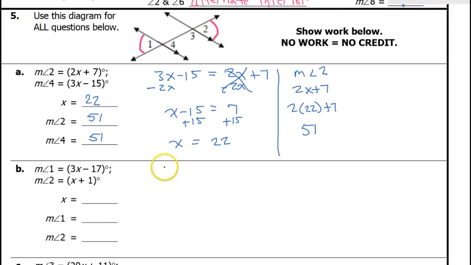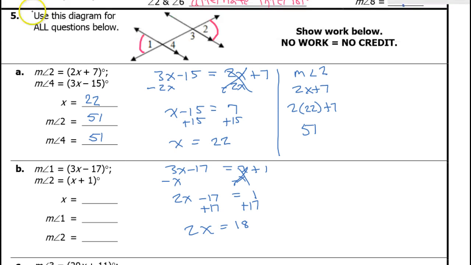So that means 3x minus 17 should equal x plus 1. When you have variable on both sides, you need to get them together by subtracting one of them. So that's going to be 2x minus 17 is equal to 1. All right, these cancel out. Then I'm going to add 17 to both sides. So that's going to give me 2x is equal to 18. And then to get x by itself, I need to divide both sides by 2. Okay, so I'm going to get x is equal to 9.